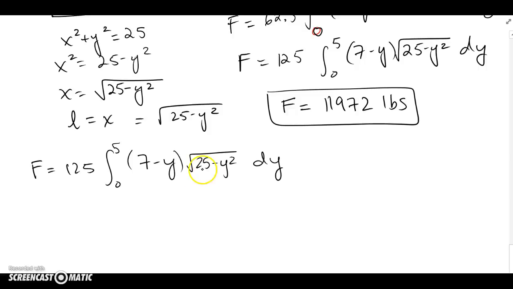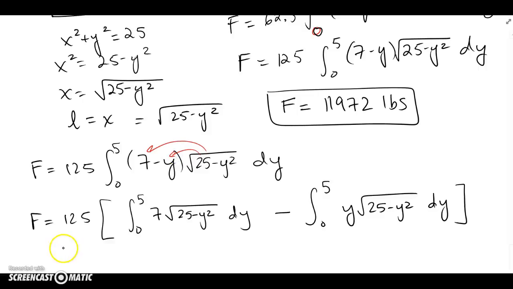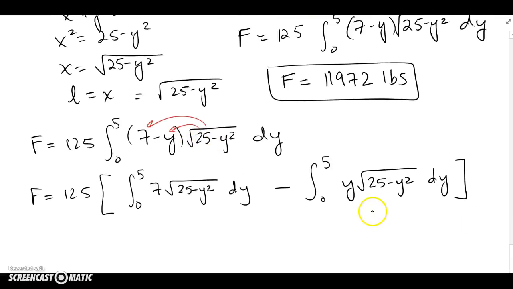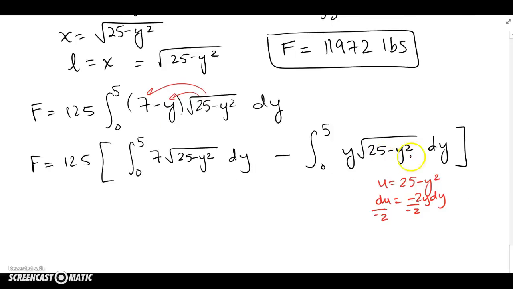If I needed to do this by hand, I would need to distribute this into both pieces and end up looking at 2 separate integrals. So pull out the 125, deal with it later. 7 times that radical dy, and then minus another integral of y times that radical dy. Now this is going to be an easy u-sub, because if I let u be 25 minus y squared, then my du will pick up that y dy that's sitting around there. So for this piece, I will pull out the negative a half and put it in the front, and that'll become a positive a half.